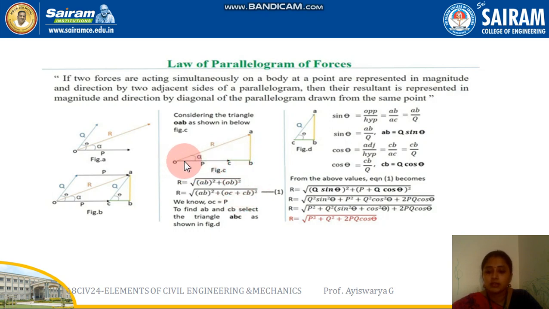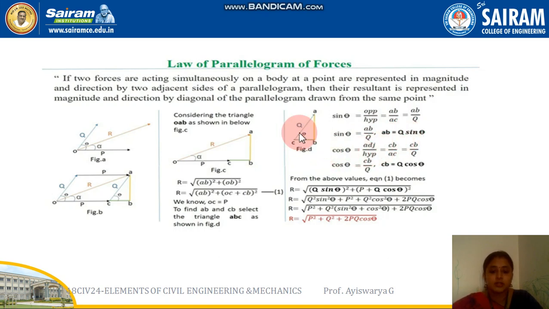We know that OC is nothing but the force P. So you can observe in the figure and just write OC is equal to P. And we need to find AB and CB, right? How to find this? Just take the right angled triangle ABC, and we already know that sine theta is nothing but opposite side by hypotenuse. So the opposite side is AB and the hypotenuse is AC, so AB by Q, right? If you write the same thing in equation format, you will get AB is equal to Q sine theta, right?